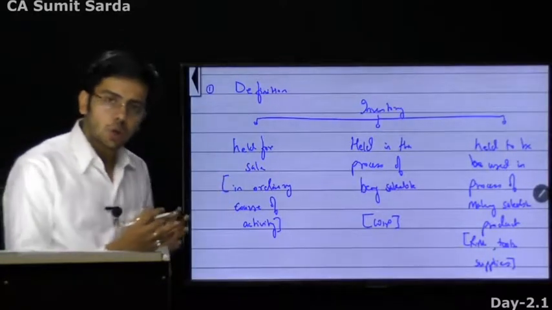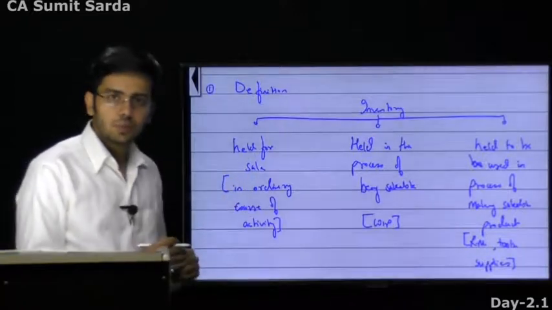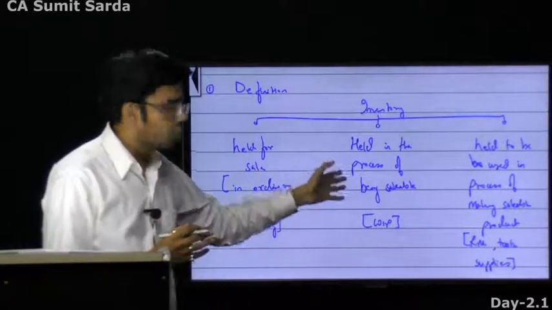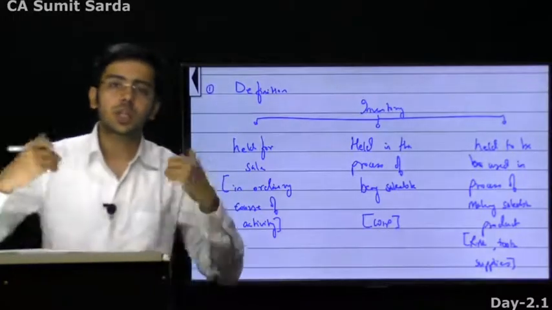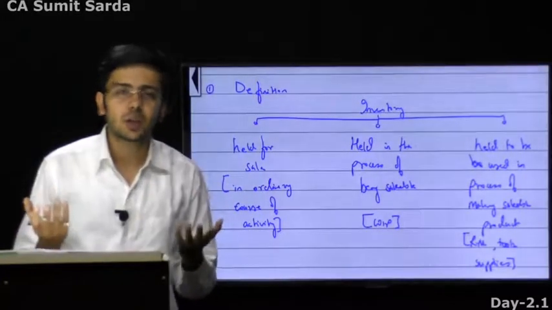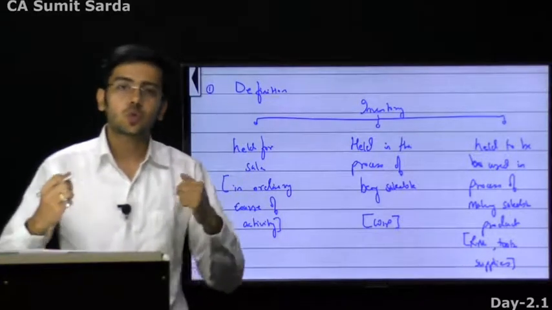So as long as I am talking about the traders, they only hold goods which are to be sold. But when I talk about manufacturers, they have WIP and they have raw material as well. They hold the raw material not to sell them in the market. They don't sell the raw material. Try to understand, raw material purchased by a manufacturer is not sold by them.